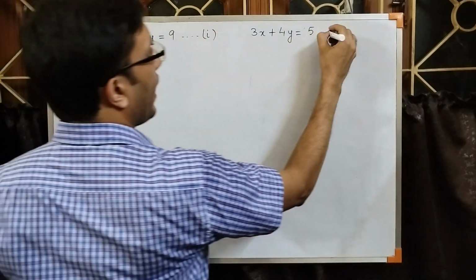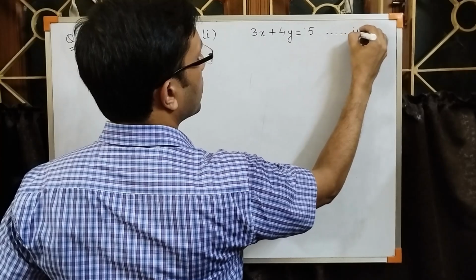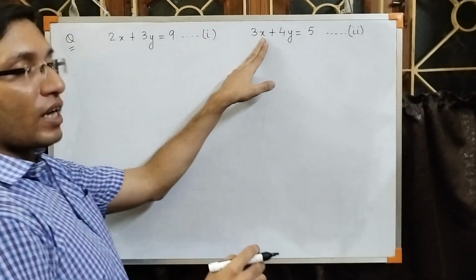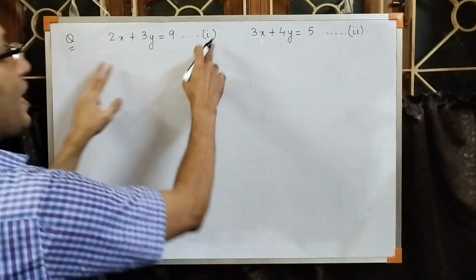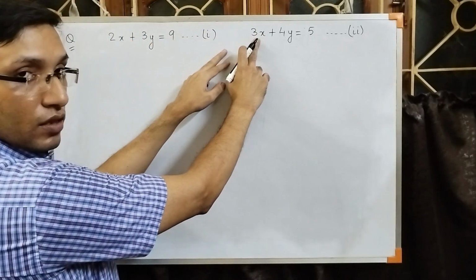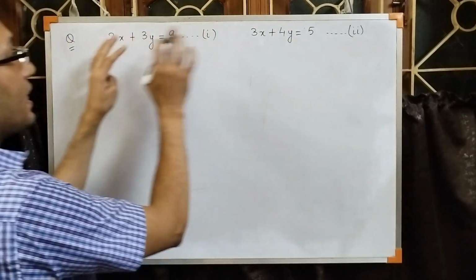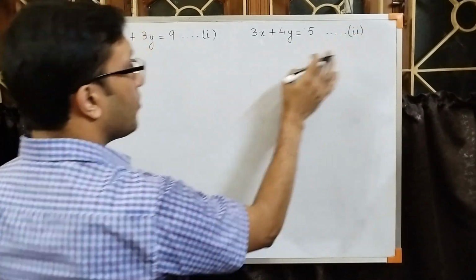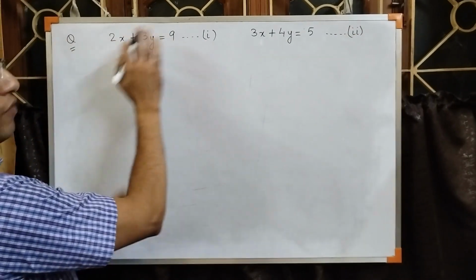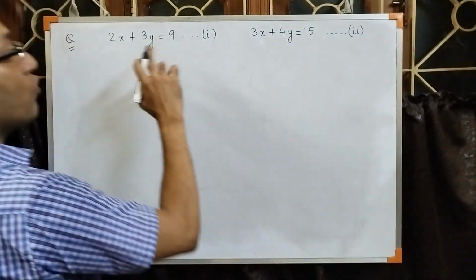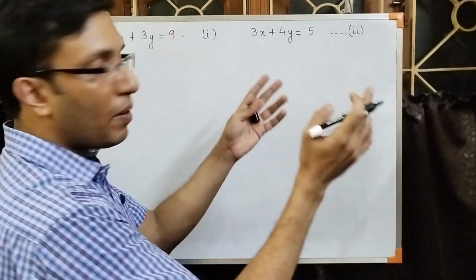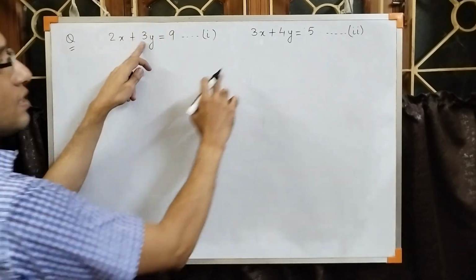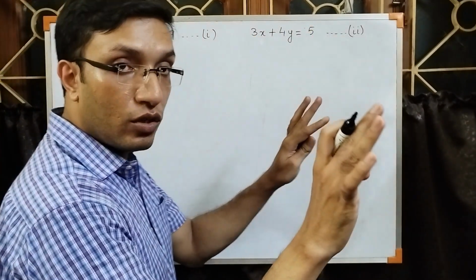Now I want to eliminate x. So I am telling you a shortcut. Here whatever is the coefficient of x, you multiply this entire equation by this coefficient if you want to eliminate x. And here whatever is the coefficient of x, you multiply this entire equation number 2 by this coefficient if you want to eliminate x. And if you want to eliminate y, just apply the logic. With this 4, you multiply this entire equation 1, and with this 3, you multiply this entire equation 2.